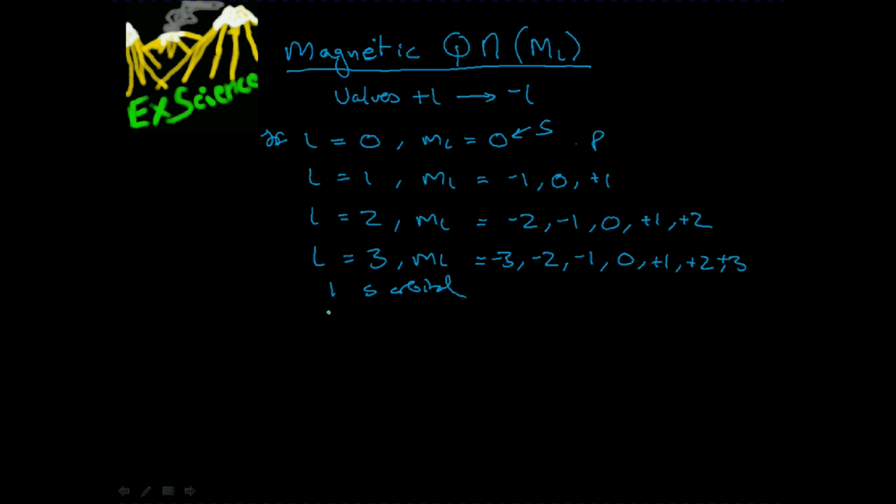So 1 s orbital, 3 p orbitals, 5 d orbitals, 7 f orbitals. Finally, we have the spin quantum number, denoted ms.